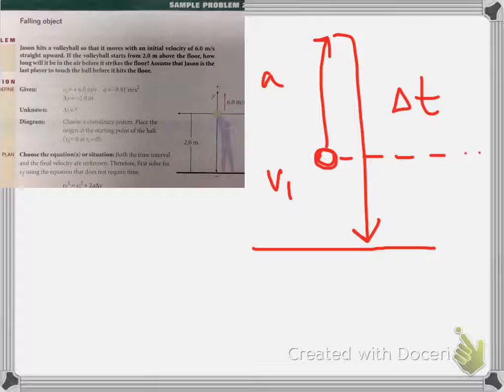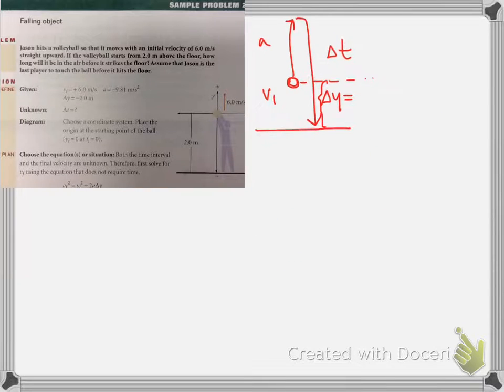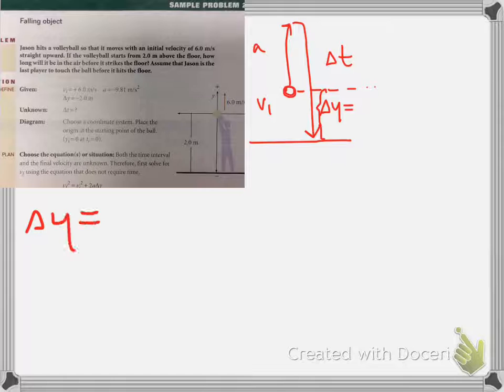Because that ball starts 2 meters above the ground, delta y is this distance. What is that distance? Be careful. You can get the magnitude of it easily, right? What's the magnitude of the displacement? Two meters? But what's the direction of the displacement? It's downward. So delta y is negative 2.0 meters.